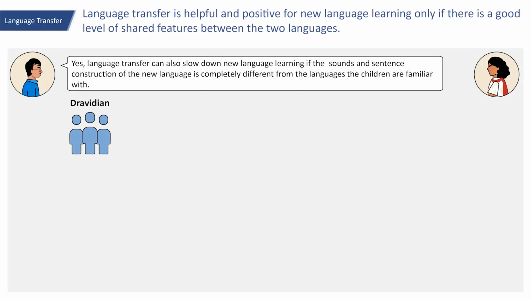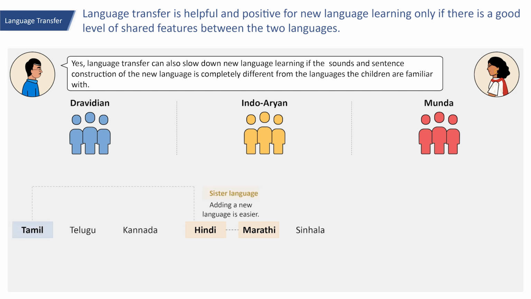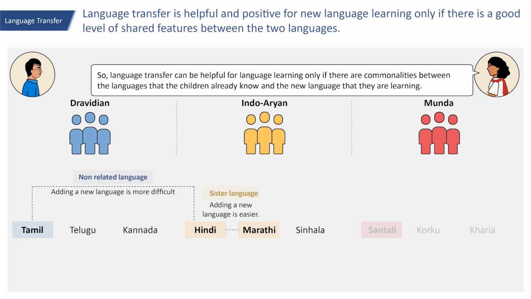Yes, language transfer can also slow down new language learning if the sounds and sentence constructions of the new language are completely different from the languages children are familiar with. So, language transfer can be helpful for language learning only if there are commonalities between the languages that the children already know and the new language that they are learning.